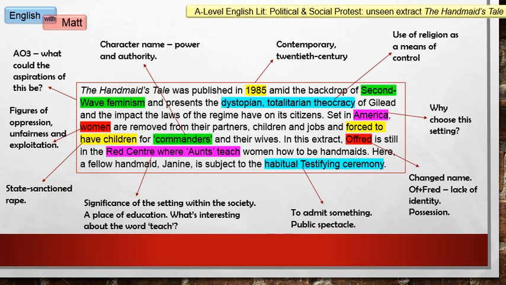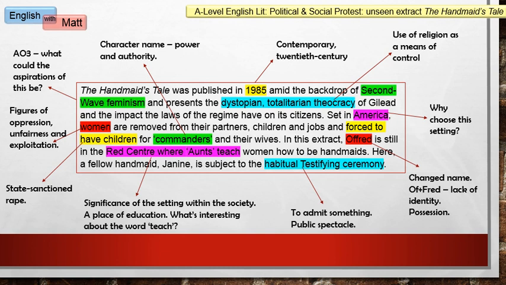if I was going to be writing a response to this extract. So the date first, 1985, which means this is a contemporary novel and it's therefore a 20th century novel. So we're not dealing with anything particularly historical here, like Shakespeare, for example.